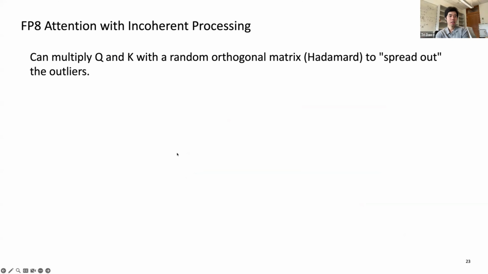So what happens is we're trying to solve the problem of outliers in LLMs, which is that usually there are some very large values and a bunch of smaller values, right? So when you quantize naively, you get very high quantization error. So the idea is you want to rotate Q and K so that you can spread out the outliers.